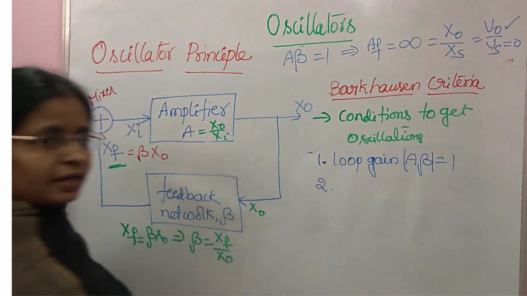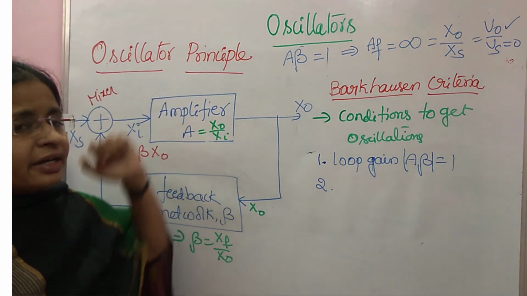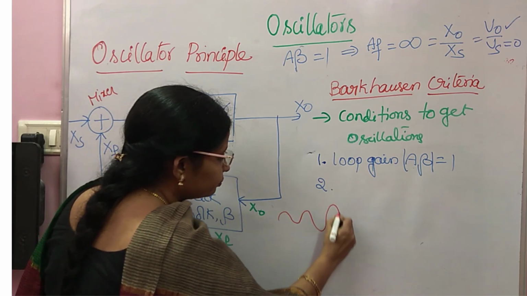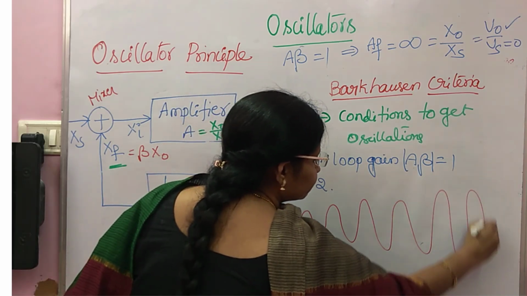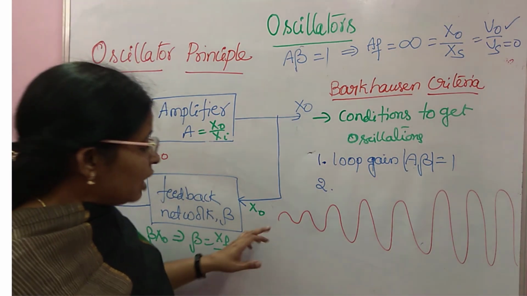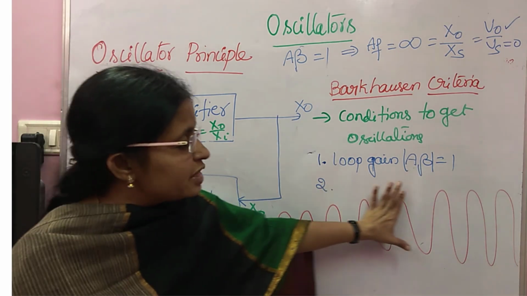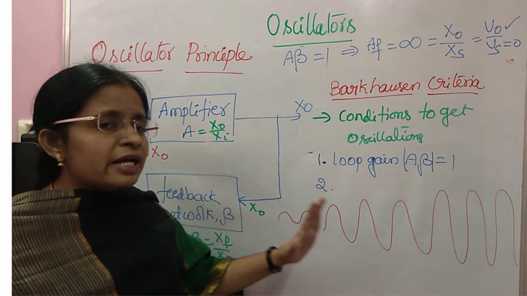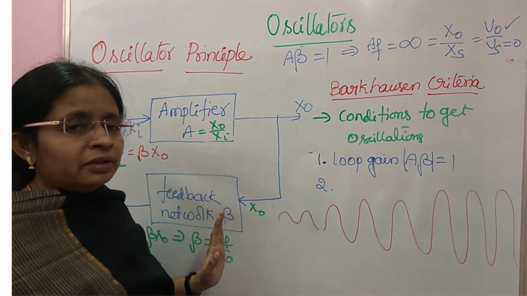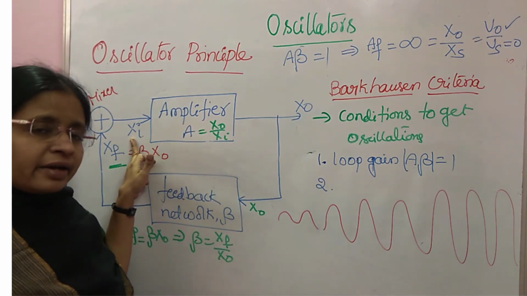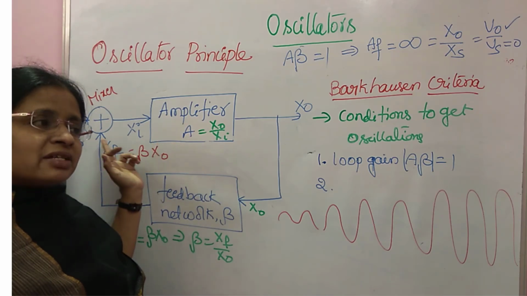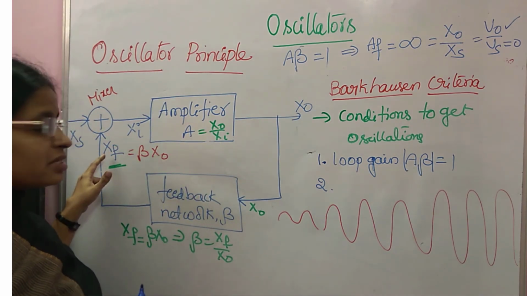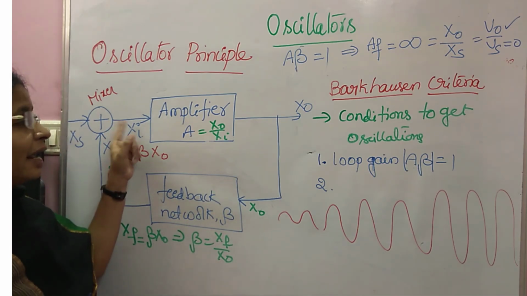And the second point. See here, the output will increase continuously, because remember carefully, the oscillations start with a small amplitude and then the amplitude increases. At one particular point, the amplitude becomes constant. The amplitude has to increase, meaning the output must increase. When the input increases, the amplifier amplifies this increased input and gives the increased output. Xi will increase whenever Xf is in phase with Xs.